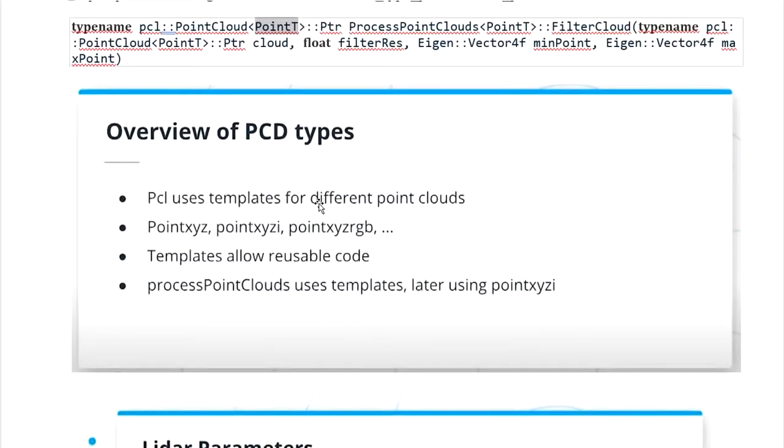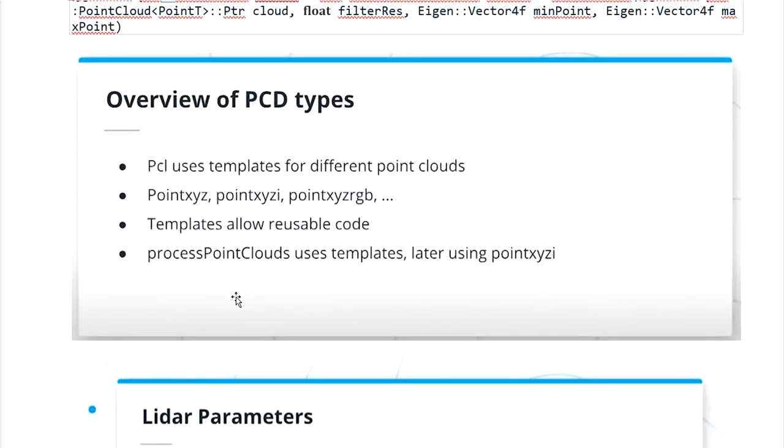And about the PCD file type, PCL uses templates for different point clouds: PointXYZ, PointXYZI, or PointXYZRGB, different types. We cannot create a different function for each, doing the same thing. With just one function, we replace the type variable right here. So templates allow reusable code. So to process point clouds we use a template, and later we can use PointXYZI, okay?